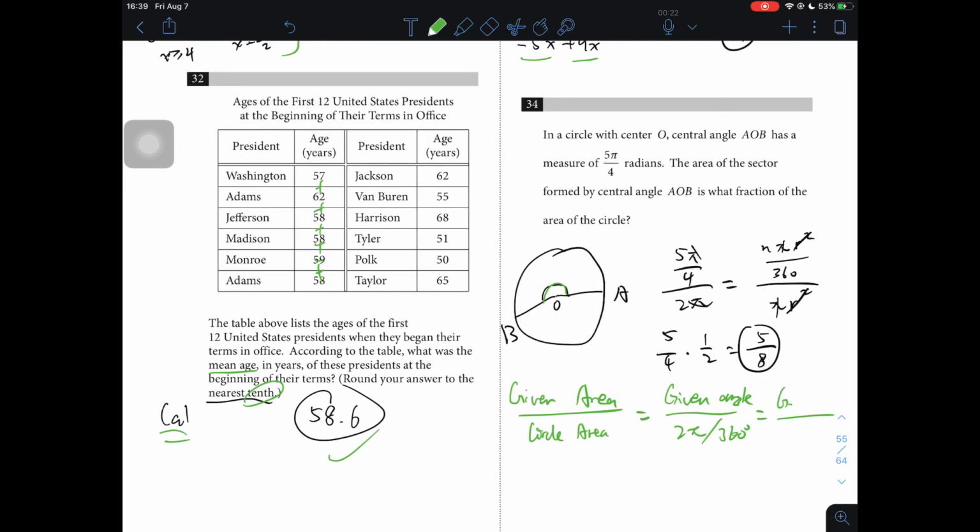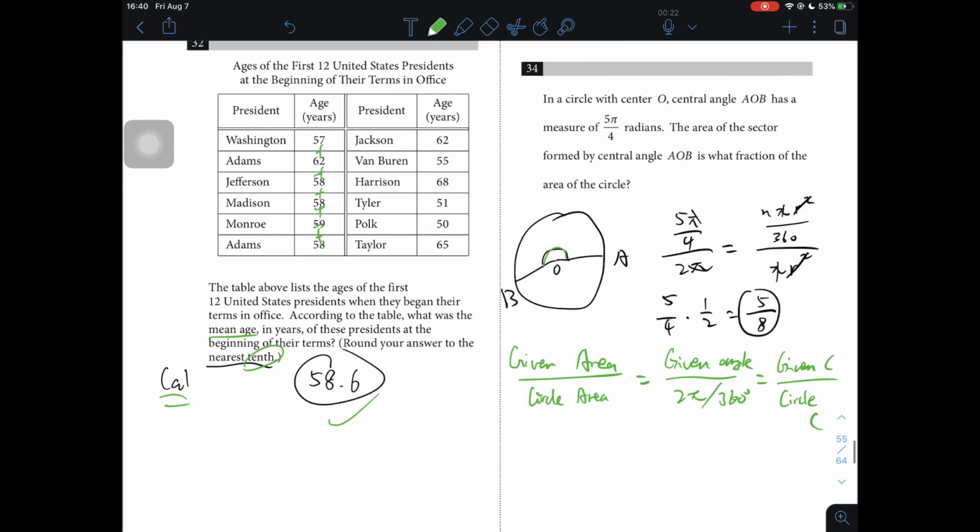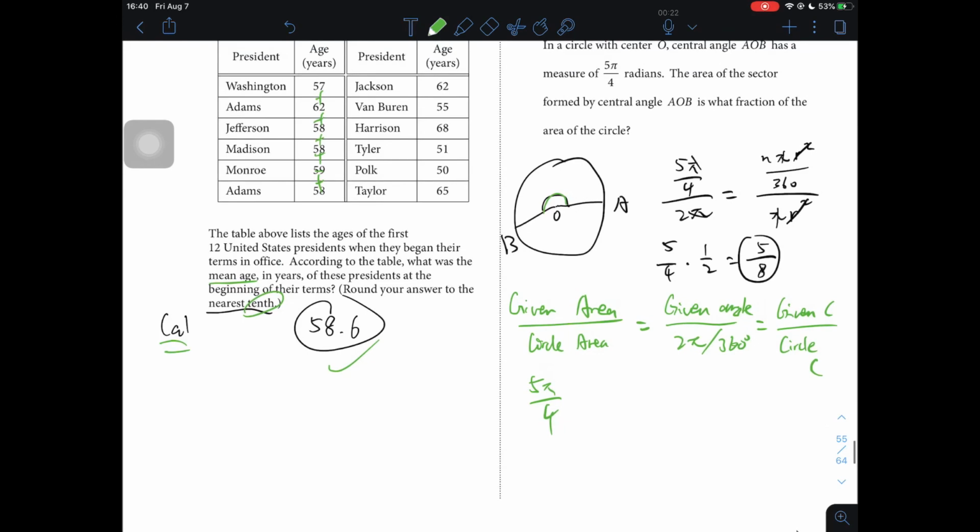It is also the same thing as given circumference over circle circumference. So just use it as an example. We already know that it's 2 pi, 5 pi, or 4, right? So what's the angle of a square? It's 2 pi, right? So you write 2 pi. And immediately I can just cancel this out.